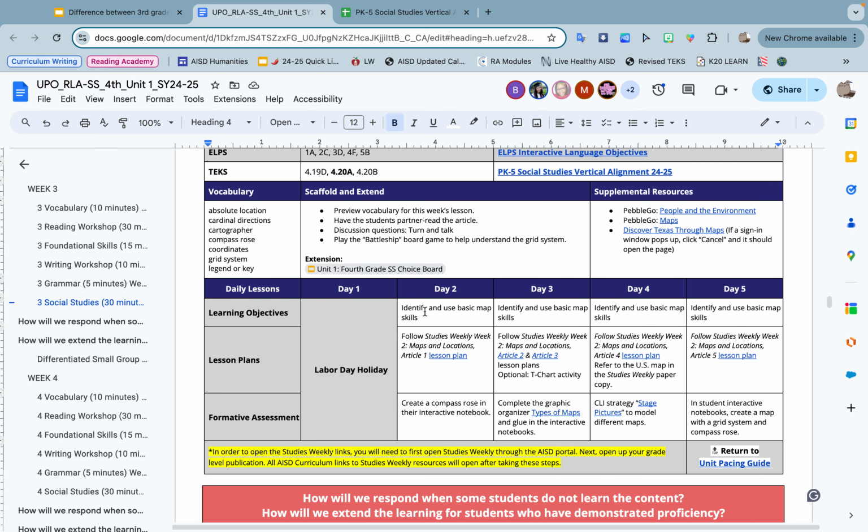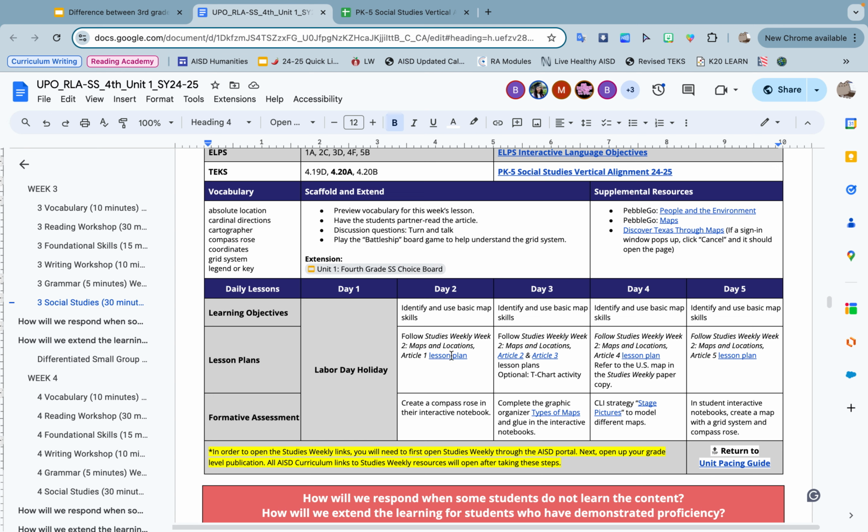Then when we get into the lesson portion of the social studies block, you'll see it looks the same as the other reading language arts portions. So it has learning objectives, lesson plans, and then a formative assessment. So when I'm using this in order to plan my instruction for the week, I'm going to look at what the learning objective is. So in this case, it's to identify and use basic map skills. And then students are going to create a compass rose in their notebooks that they can then use throughout the year to help them with being able to identify directions.